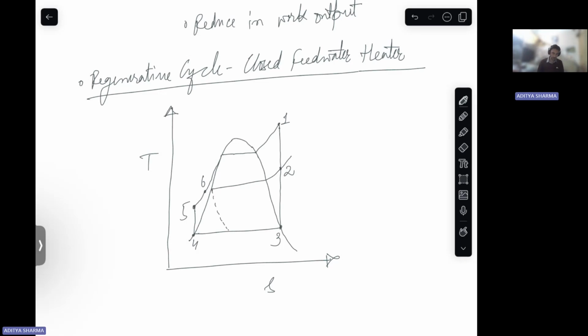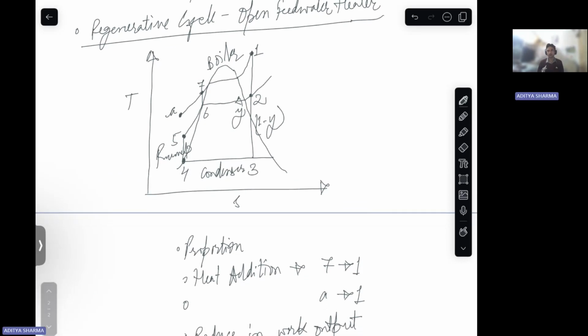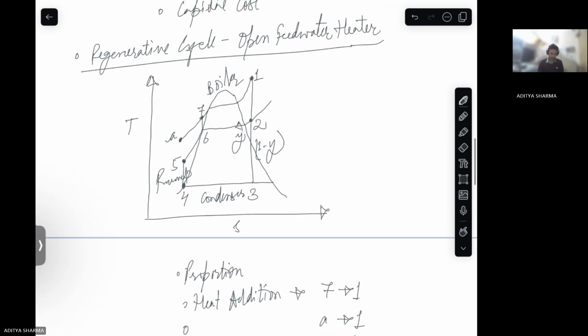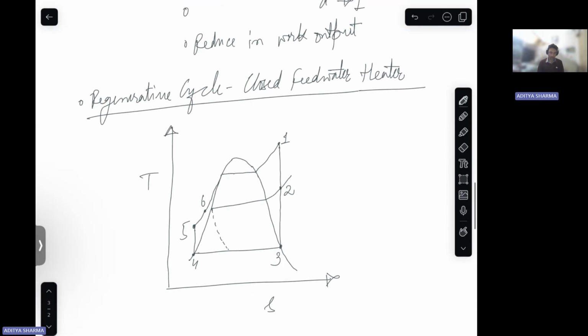So in the previous cycle, it was an open feed water heater, where your working fluid coming from your pump was being mixed with the steam that you have taken from point 2, right? But here in the closed feed water heater, the line that you have taken from 2 doesn't directly mix with your feed water. Okay, so it just exchanges heat at point 5.